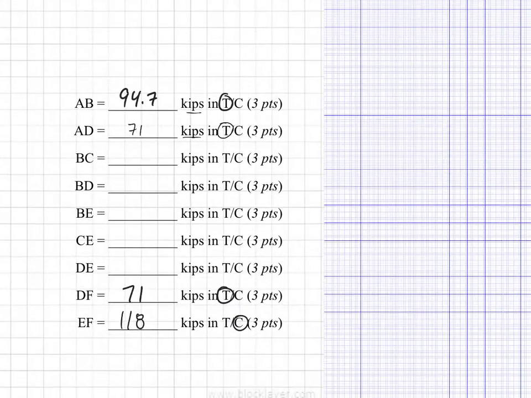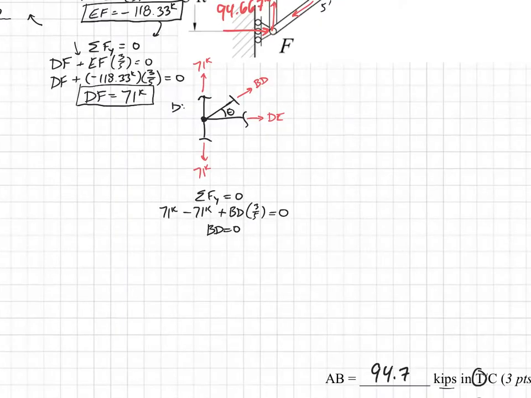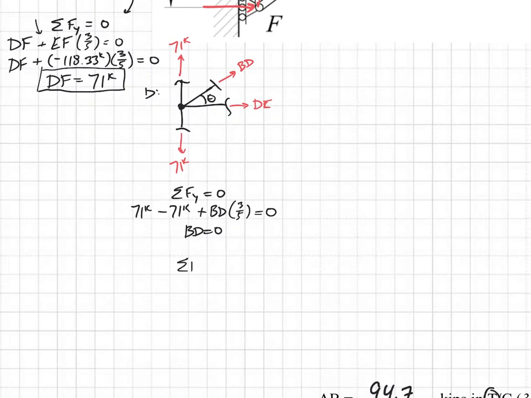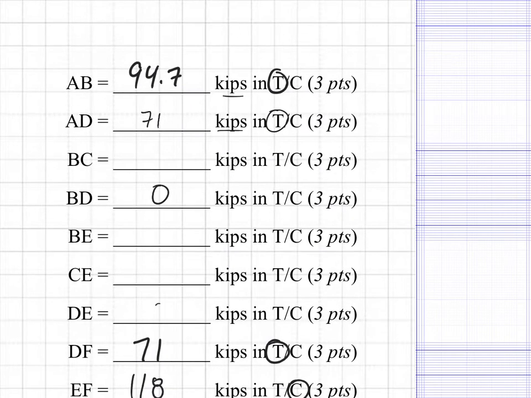Cool. That's always nice, right? Because I don't need to do tension or compression if I get a 0. Okay, so now we need to do the x direction. Sum of the forces in the x direction equals 0. So in the x direction, I've got BD times the cosine of that angle. For the cosine, I'm going to do 4/5, plus DE equals 0. And when I plug in BD equals 0, well, I'm going to get that DE equals 0. Cool. So DE right here is 0.